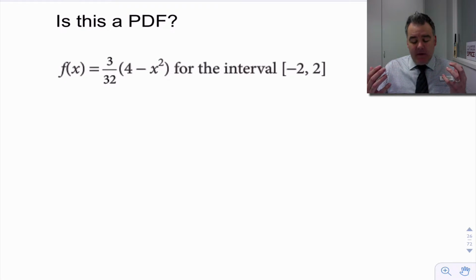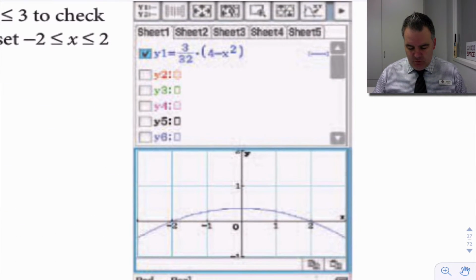So is this a probability density function? This is in the calculator section. Let me show you the moves that you'd make on your CAS calculator to check this one. Draw it in the interval -2 to 2. If you drew that, you can see that between -2 and 2 the curve is above the x-axis, so all the values are positive. That's one of the characteristics of a probability density function, so we're good there.